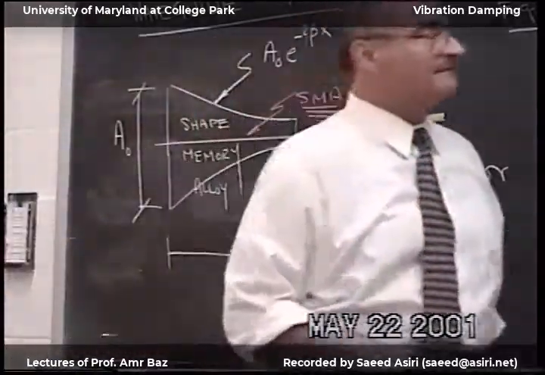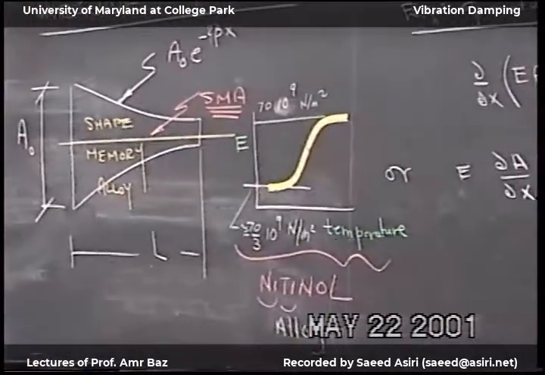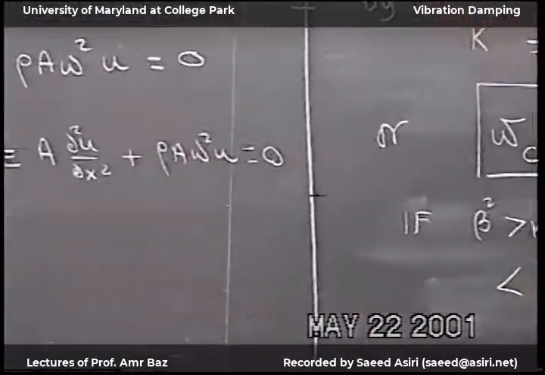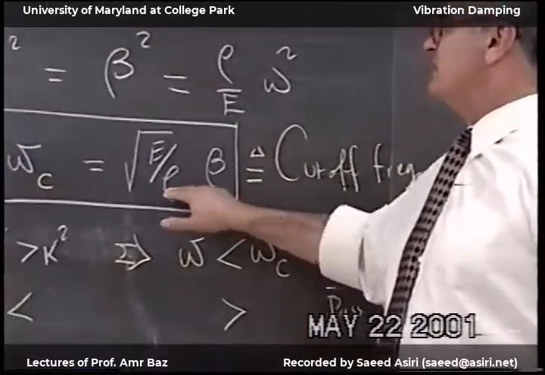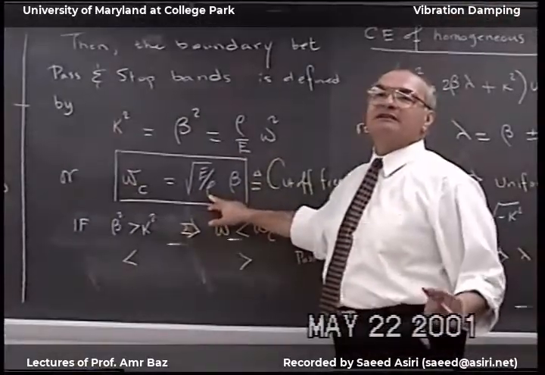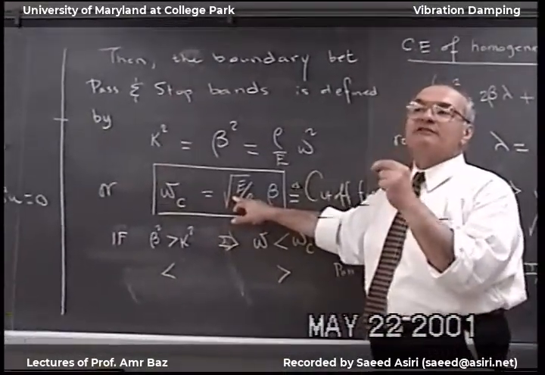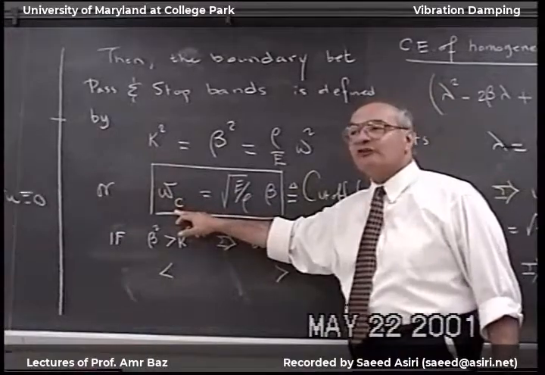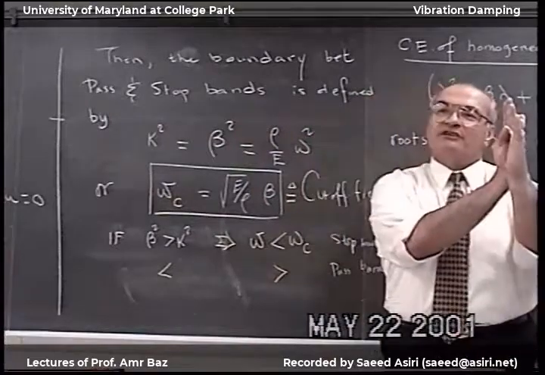And we go here. I have the rod already shaped, so the beta is already built in. The exponential e to the minus 2 beta x is fixed, so the shape of this rod is fixed. The density of the material is the same. Same material, same density. But now I can tune Young's modulus, so I can change the cutoff frequency. So I can shift the pass band forward and shift it backward.